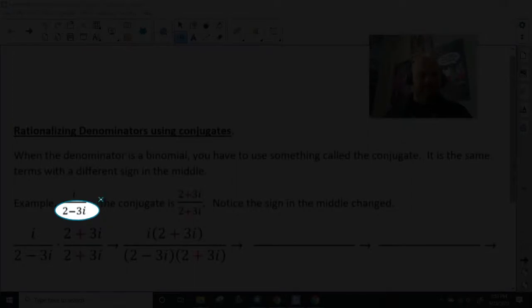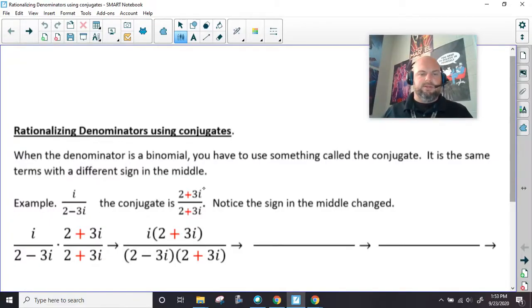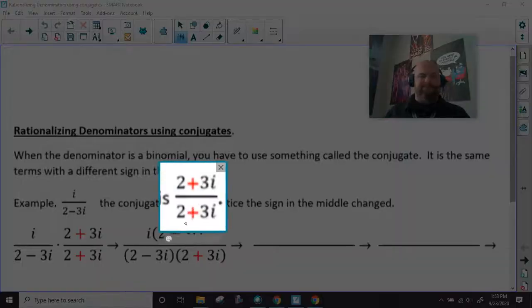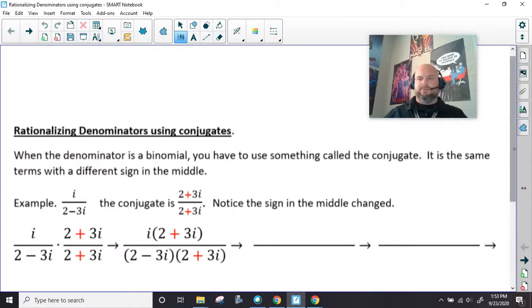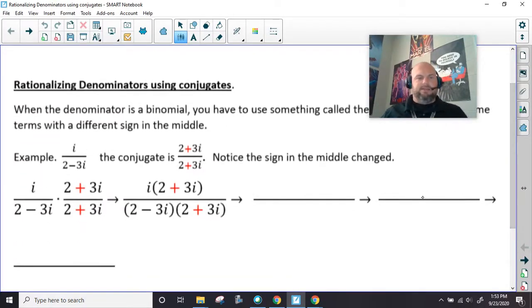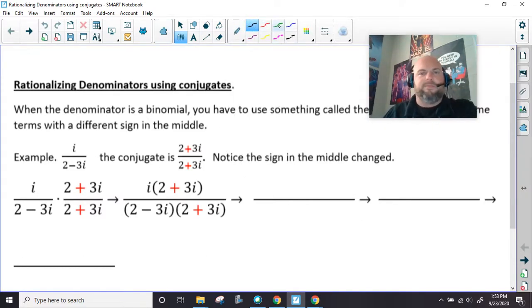All right, what we're going to do, and I want to make this bigger, is we have to multiply by, instead of 2 minus 3i, 2 plus 3i. We only change the sign in the middle. That's it. Nothing else. So I set up our notes today. When we multiply, we just distribute here.